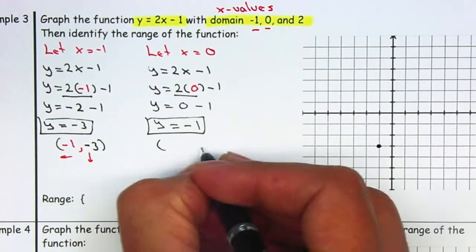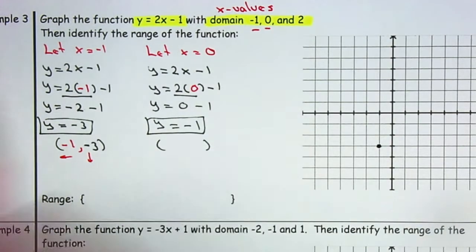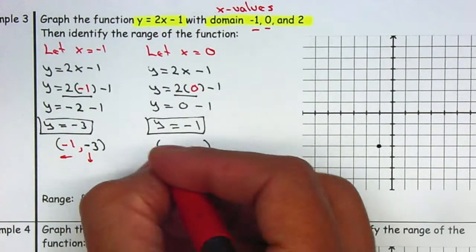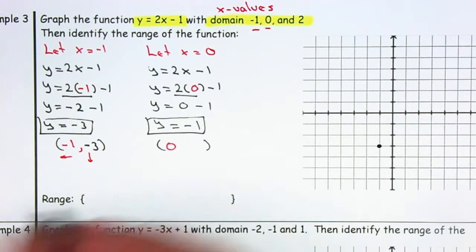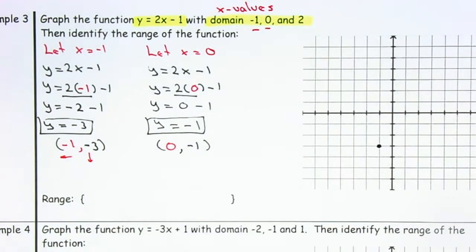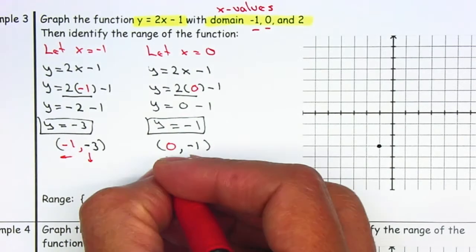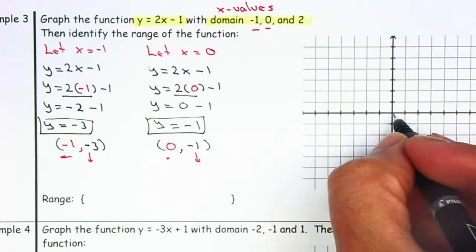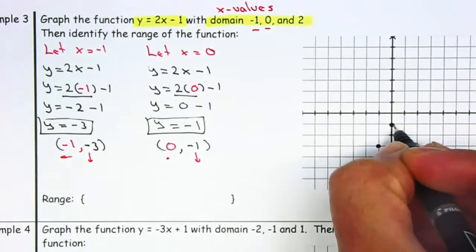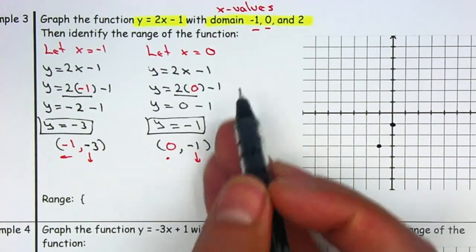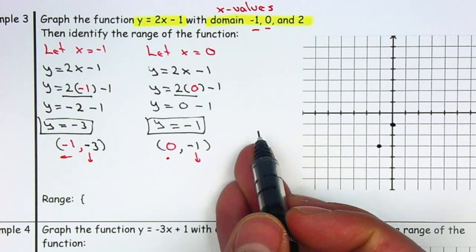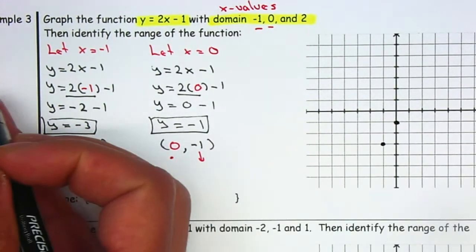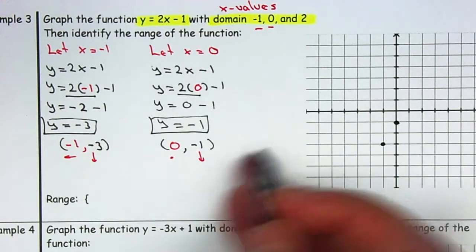So that gives me another point. If x is 0, y is -1. So that means I'm going to stay here, and then I'm going to go down 1. So I'm not going to go left or right. I'm just going to go down 1, and that's my next point. Now, if you guys don't have enough space to do the next point, you can go ahead and do it on the left-hand side. I think I have enough space here.